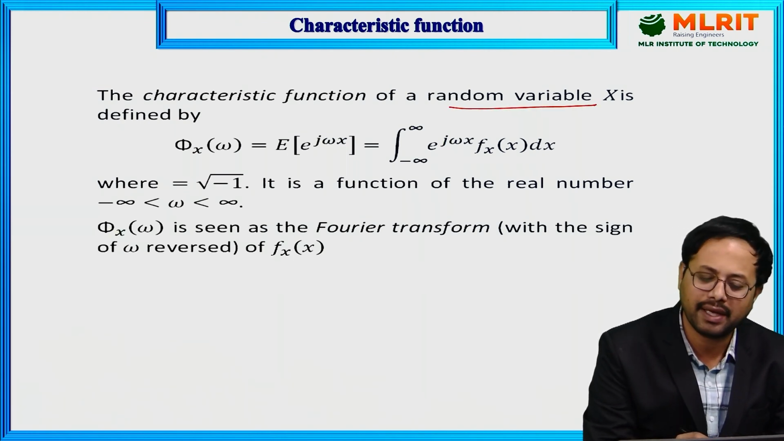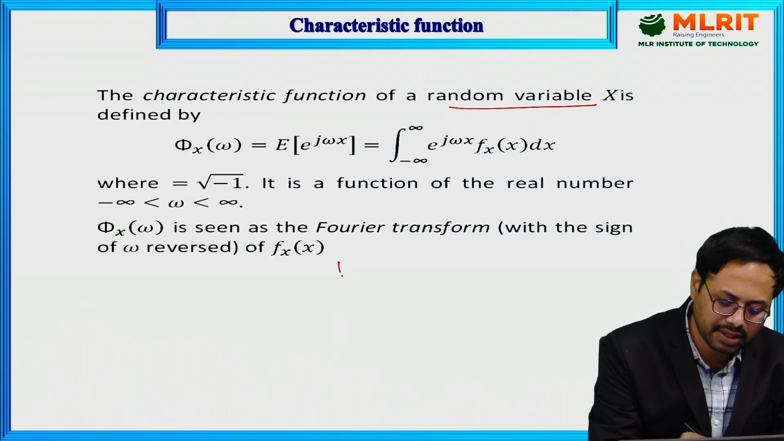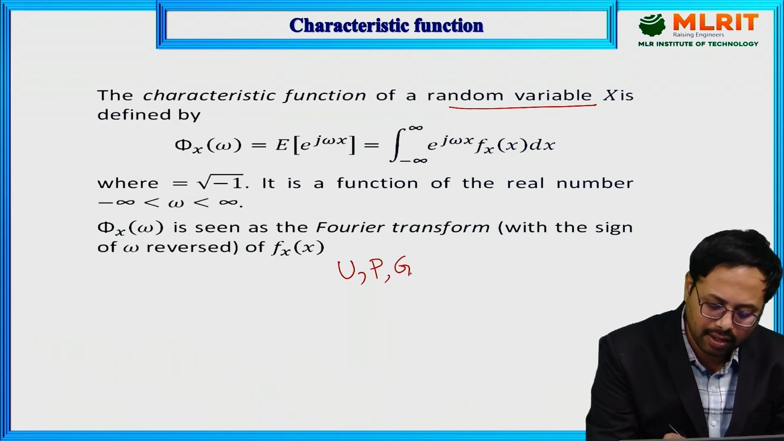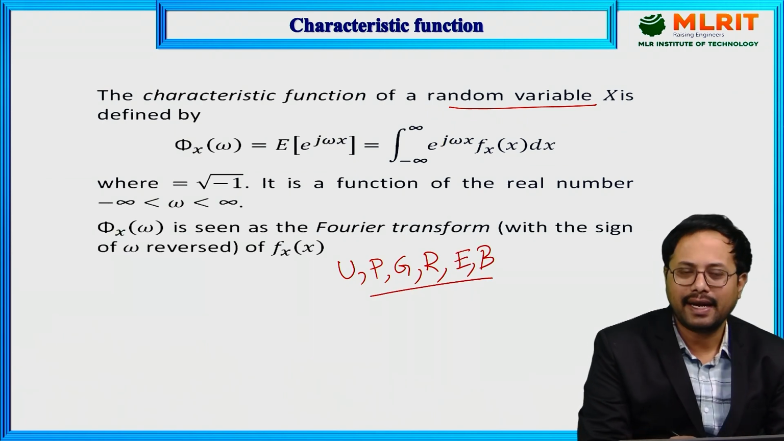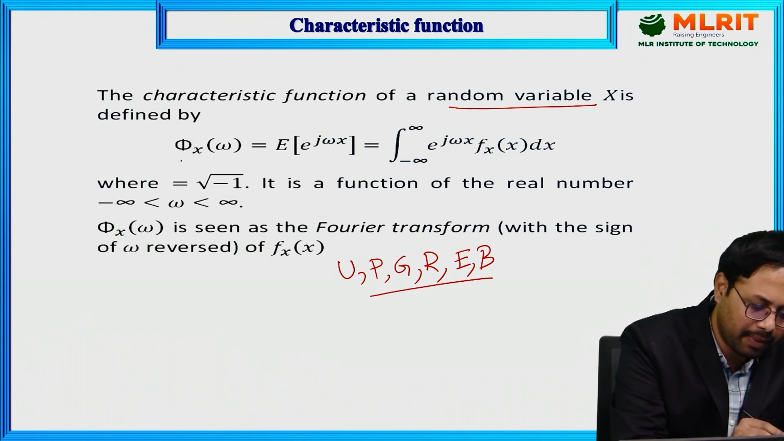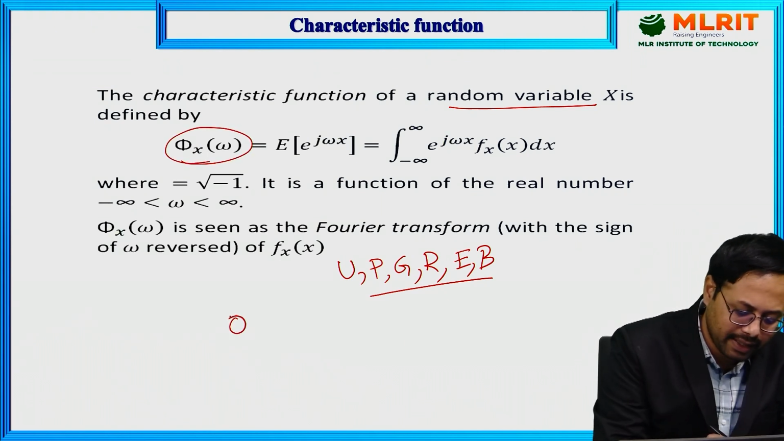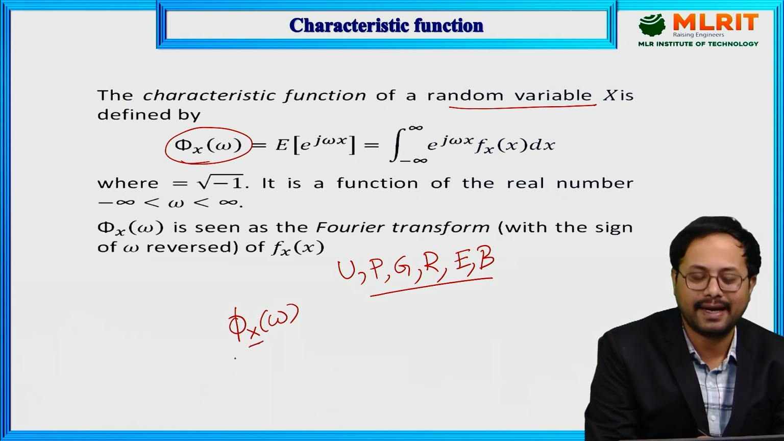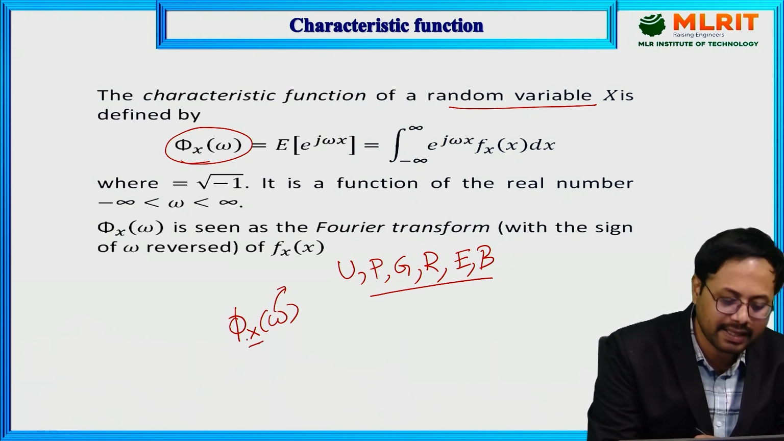Characteristic function is defined for any random variable. The random variable may be anything: uniform distribution, Poisson, Gaussian, Rayleigh, exponential or binomial. It is denoted by phi x of omega, where X represents the random variable and omega represents just a variable.